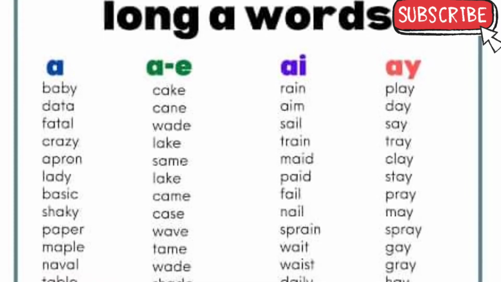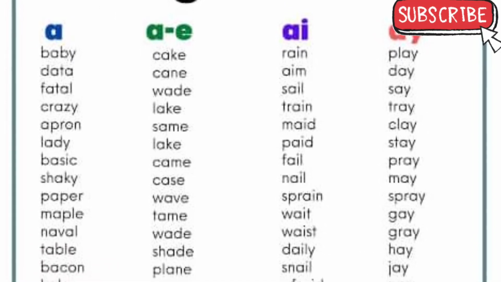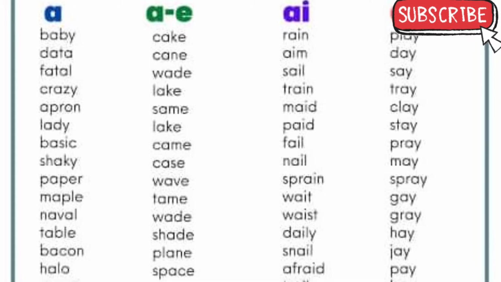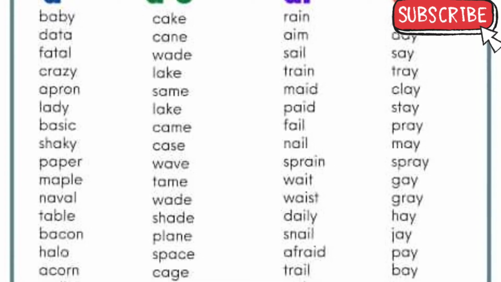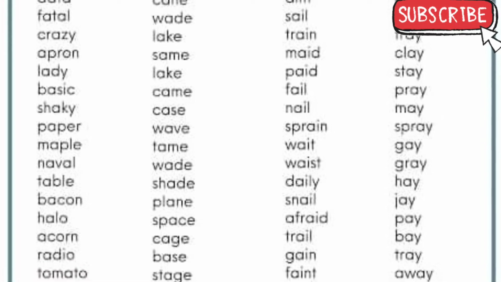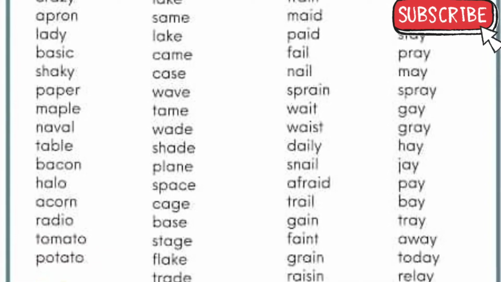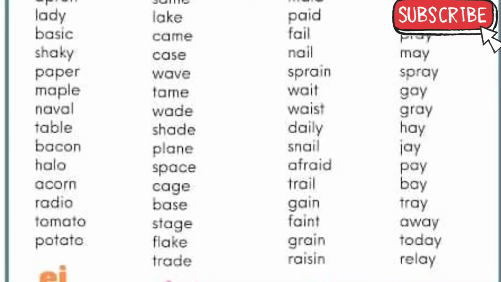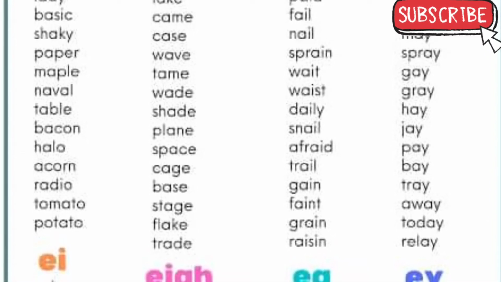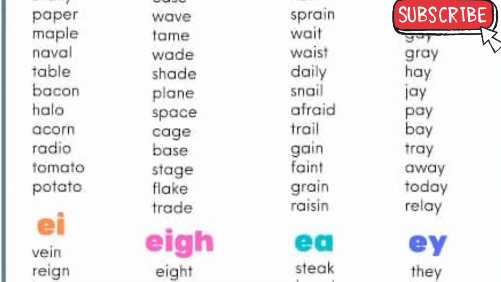Now I am giving a list of words which have long vowel sound. First, words with long A sound. Then also I will provide list with long E, long O, long U and long I sound. So do the practice of reading. I will also provide these lists in description box so you can download and you can do the practice. So read all these words with long sound.